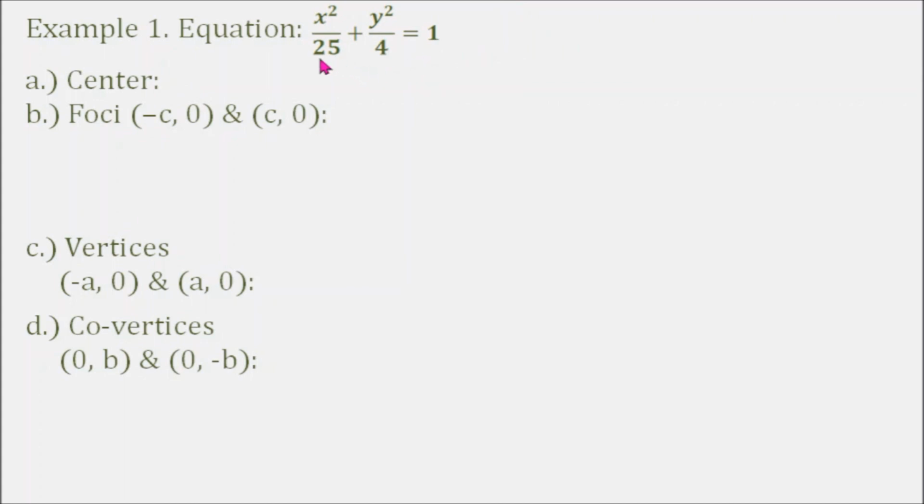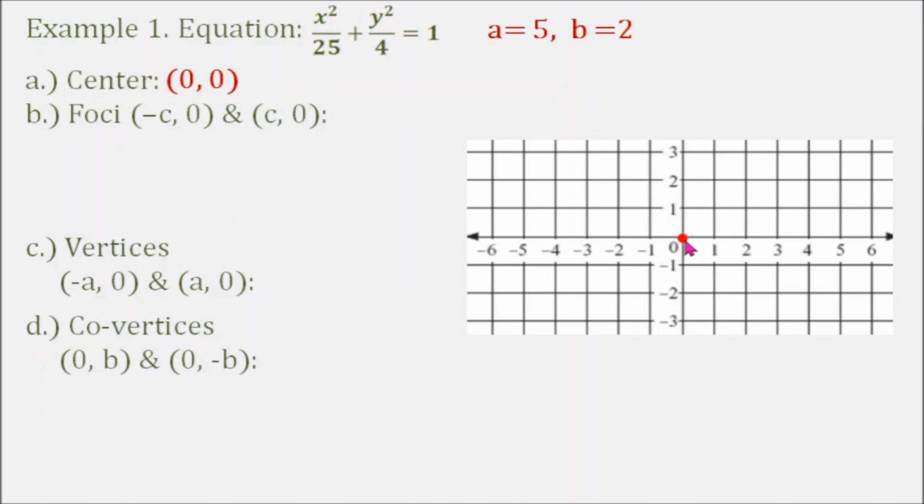Let's take note that our a here is 5, that's the square root of 25. Our b is 2, that's the square root of 4. Now the center has coordinates 0, 0. It's here. For our foci, we are going to solve for c first. Our formula is c equals square root of a squared minus b squared.